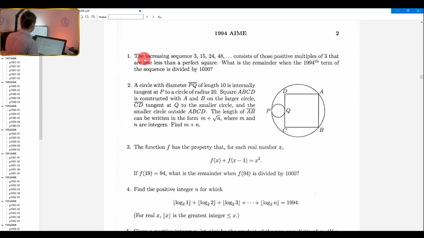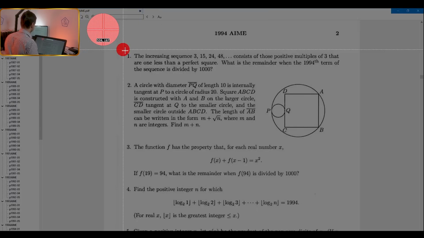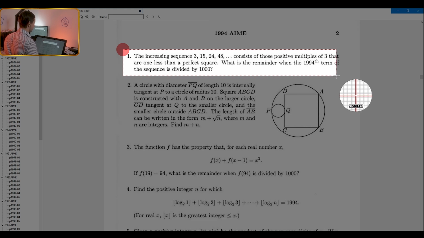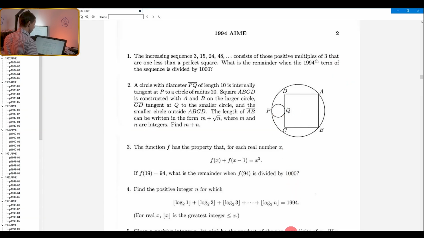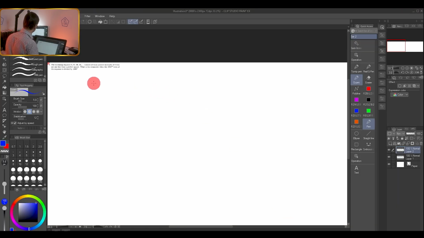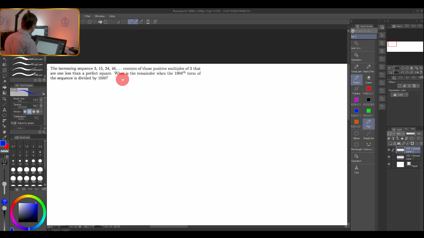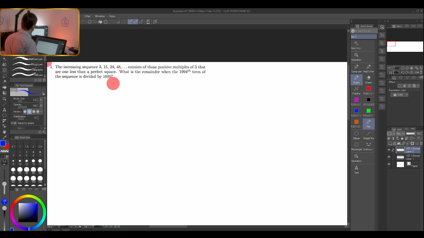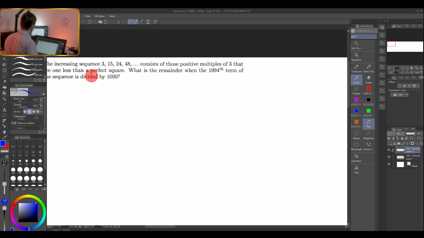The increasing sequence 3, 15, 24, 48, ... consists of those positive multiples of 3 that are 1 less than a perfect square. What is the remainder when the 1994th term of the sequence is divided by 1000? Let's look at this one. So we have a sequence, but before we start solving, it would be great for us to understand how the sequence is organized and what is the structure of the sequence.